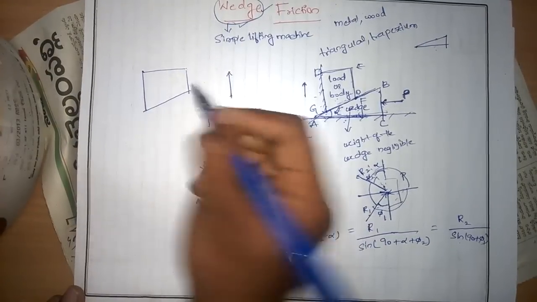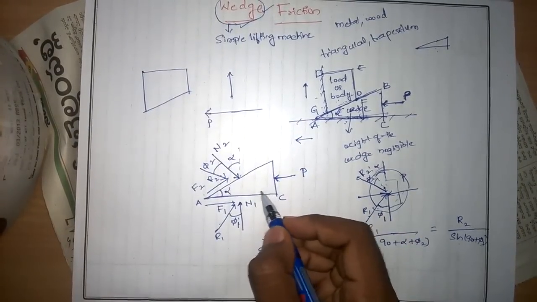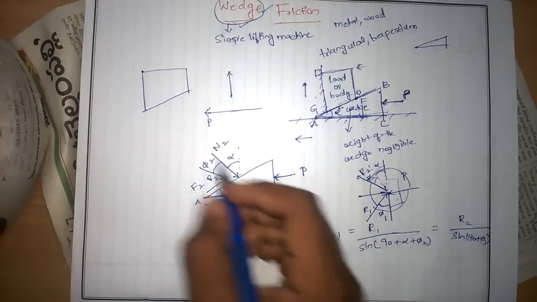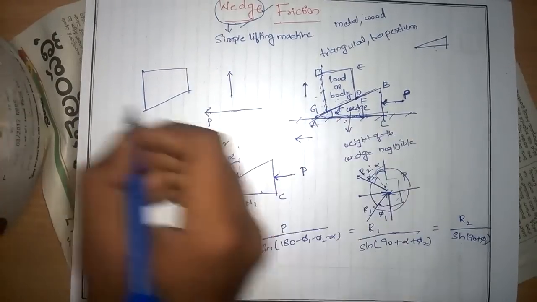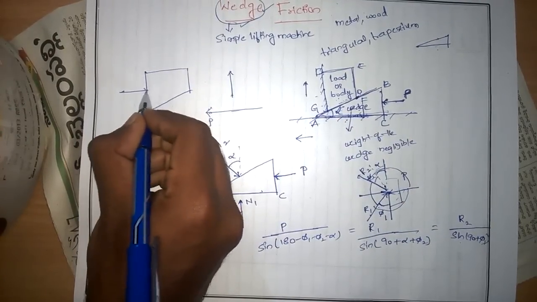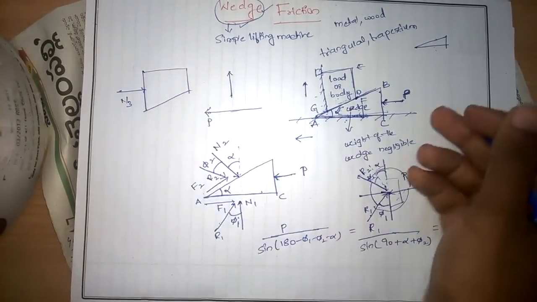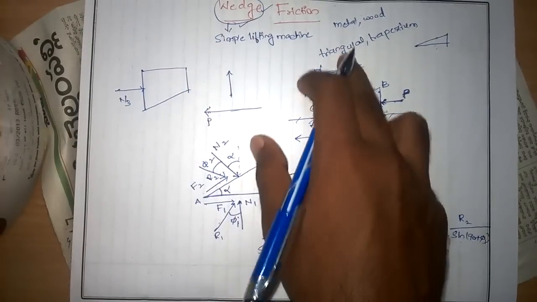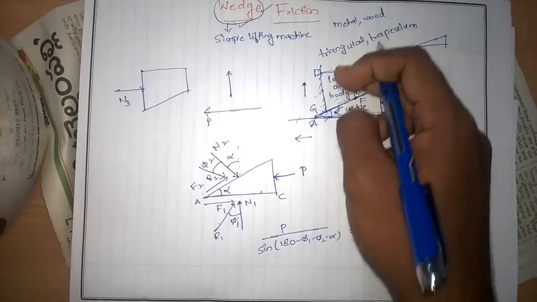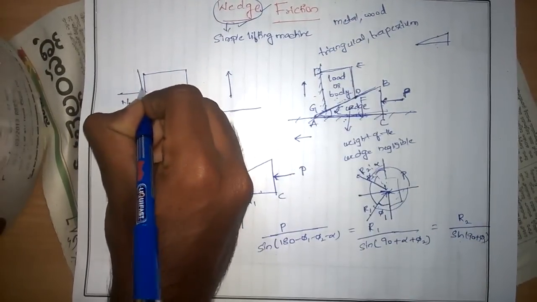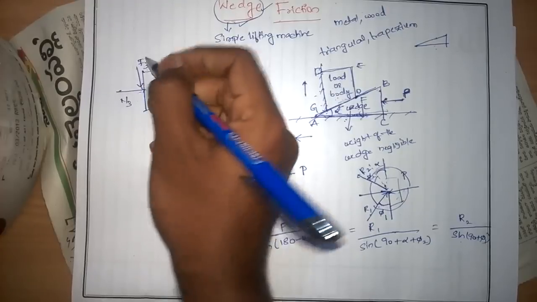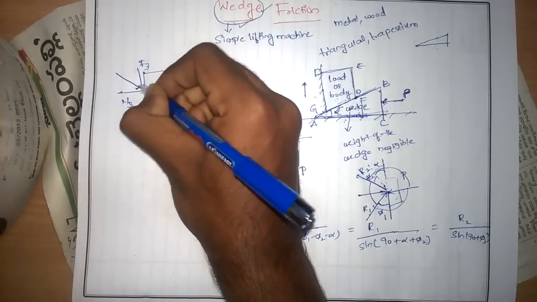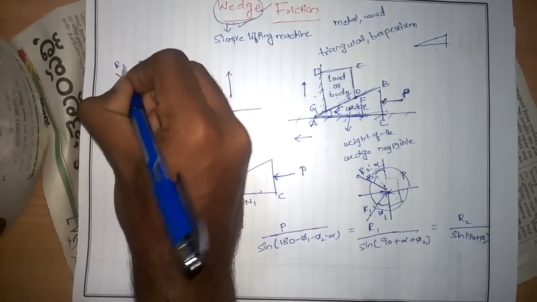But in the case of the wedge, the weight is neglected. Coming to this body, here the weight will also be taken into consideration. Here I am considering the normal reaction N3 acting. For this forward movement, the body has an upward movement. Therefore, the friction will be generated in the downward direction, that is F3. Due to this N3 and F3, a resultant reaction will be generated. I am considering it as R3.